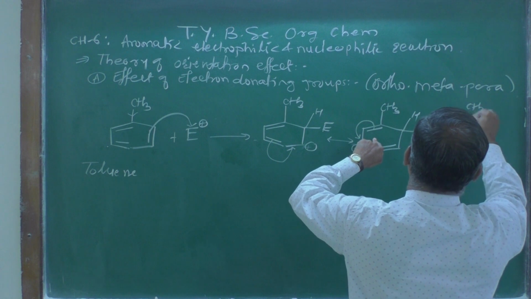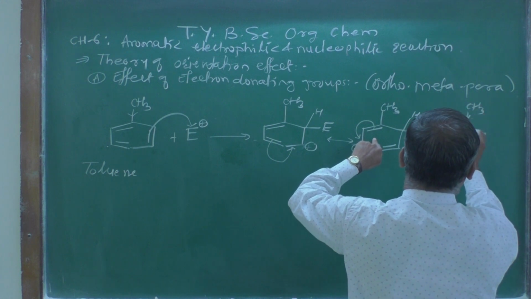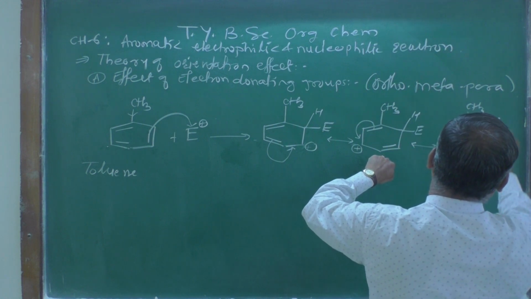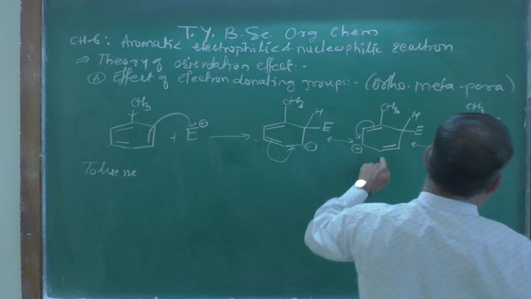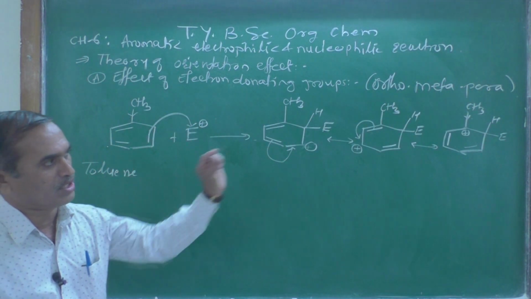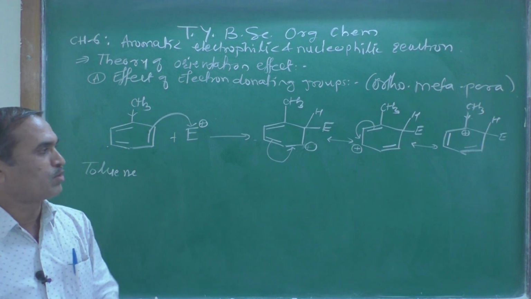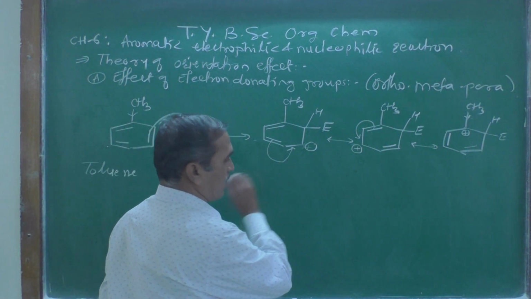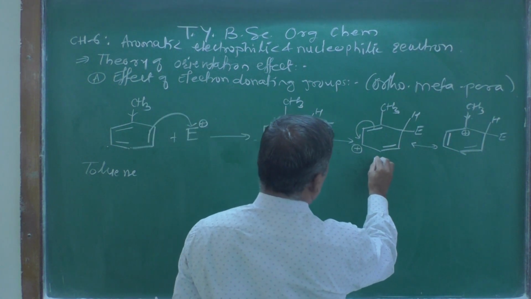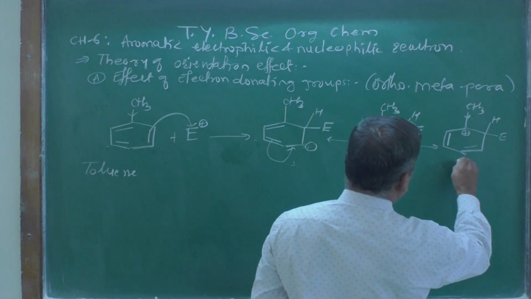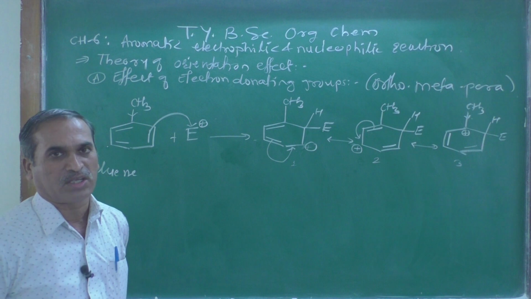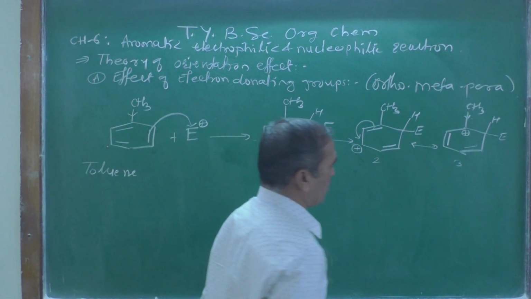Now it is a methyl group. Here is a positive charge, and this double bond remains as it is. One of the hydrogen atoms is still there, and the electrophile as it is. If you observe this structure carefully, what do you see here? I am numbering these structures. This is structure number 1, this is structure number 2, and this will be structure number 3. If you look at structure number 3 carefully, what do you see over there?